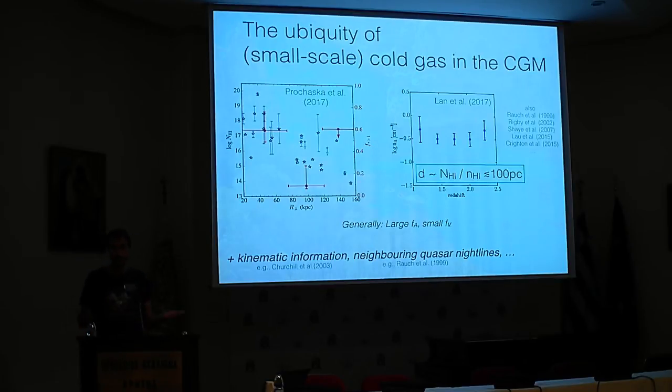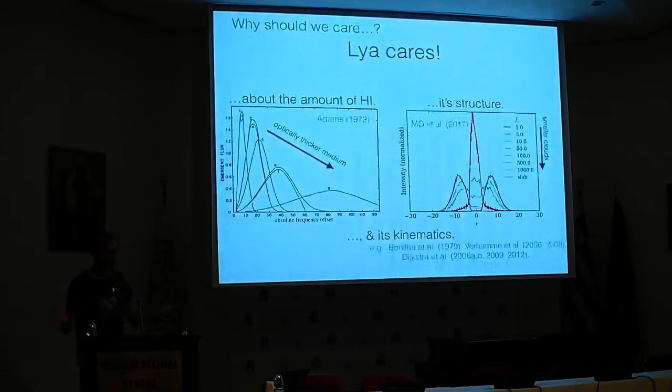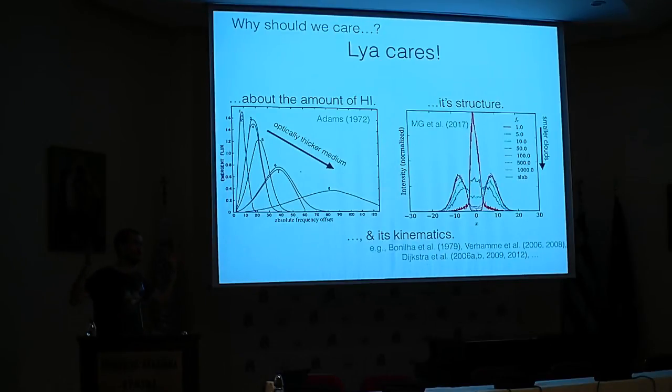You can also go to other observables like kinematic information or neighboring sightlines, which basically give you the same picture. Sorry, I have to talk super fast. I have 3 minutes less than I thought. So now you might say, why do you talk about this gas in the CGM? Nobody cares here. We are at a Lyman Alpha conference, and you want to talk about Lyman Alpha radiative transfer. But I'll try to convince you, and Matt already tried to convince you this morning, that you should care because Lyman Alpha cares. And Anne said that before, so I don't have to give this introduction.